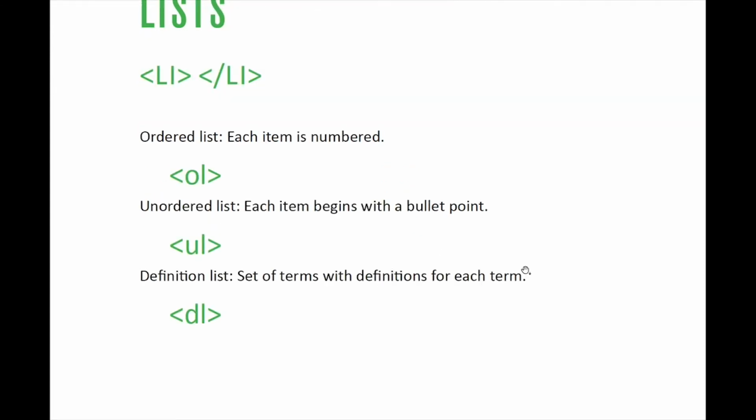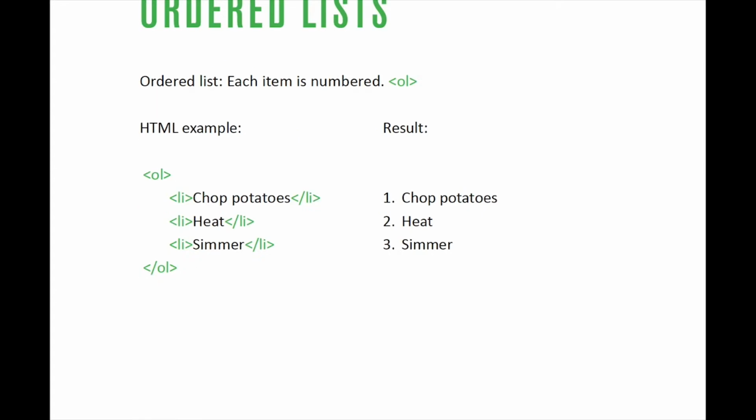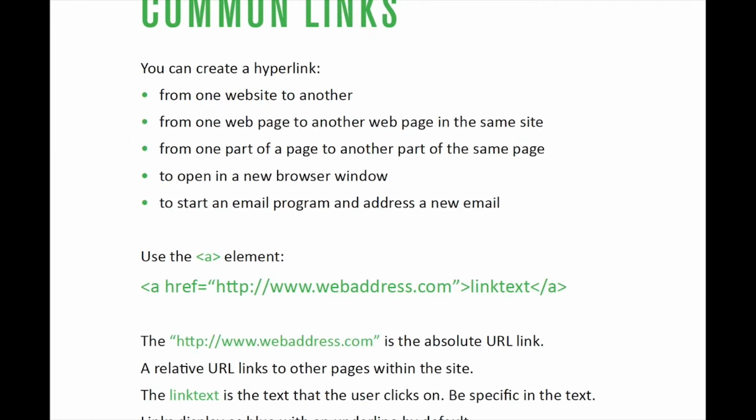Lists we're going to use a lot for navigation menus. There's the ordered list and the unordered list. An ordered list is numbered, and an unordered list usually has a bullet point. But we can also get rid of the bullet points when we're trying to create a navigation menu. So here's an example of what the ordered list would look like with the code on the left, and then an unordered list.